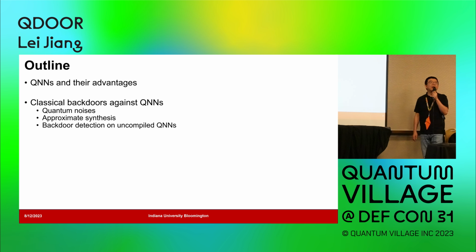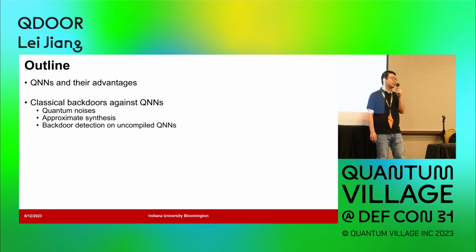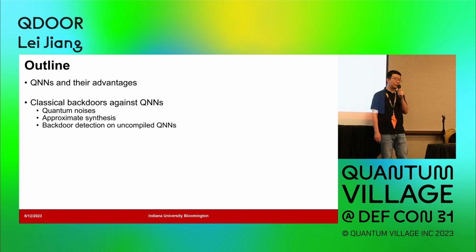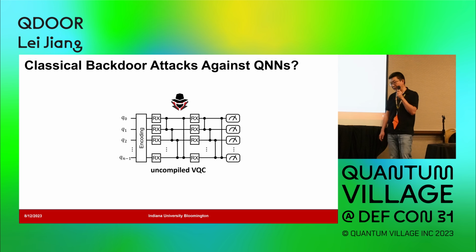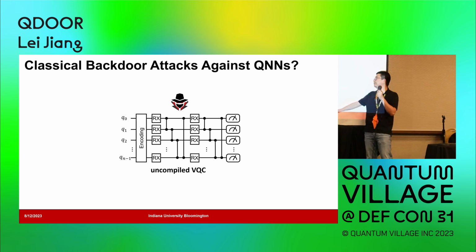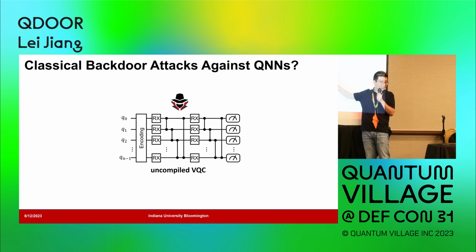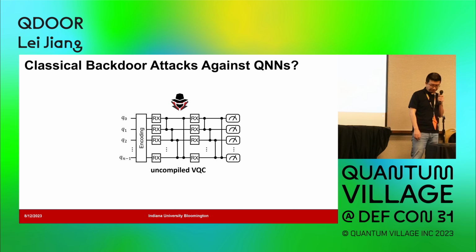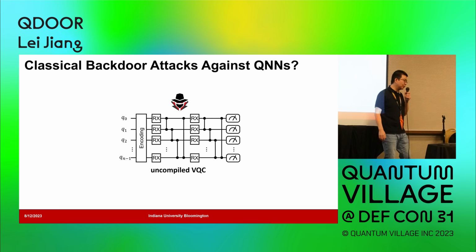The effectiveness of QNN motivates the attackers to transplant the classical backdoor attack against the classical neural network to the quantum domain. Now the attacker can create a certain VQC and then train this VQC, adjusting the parameters of these gates, to achieve some classification goal on some certain data set. And then they can also insert some classical backdoor into this VQC.